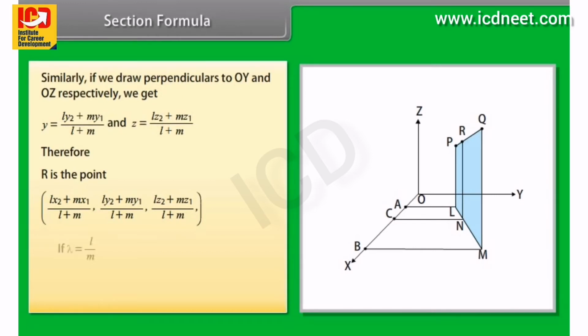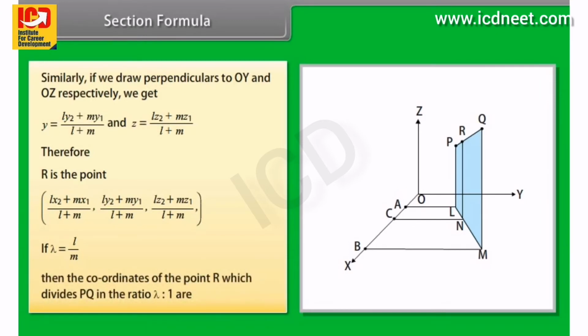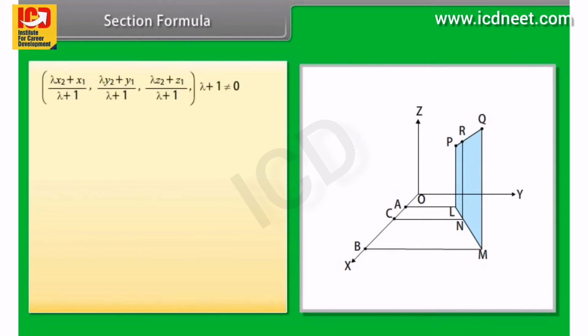If lambda = l/m, then the coordinates of the point R which divides PQ in the ratio lambda:1 are ((lambda x2 + x1)/(lambda + 1), (lambda y2 + y1)/(lambda + 1), (lambda z2 + z1)/(lambda + 1)), where lambda + 1 is not equal to 0.